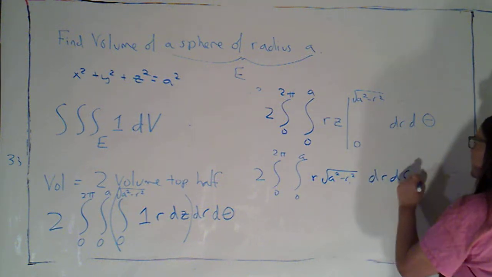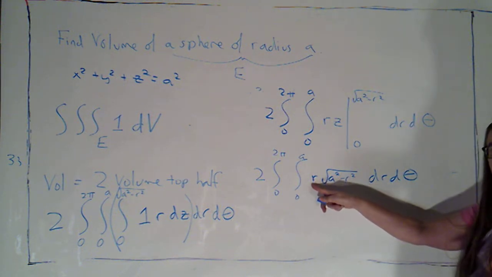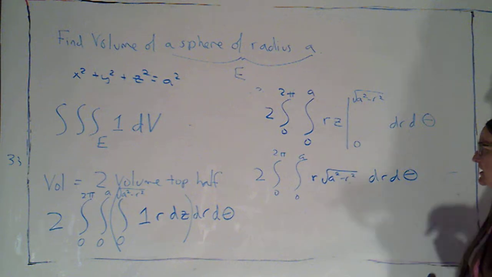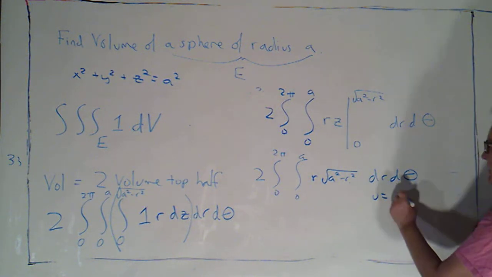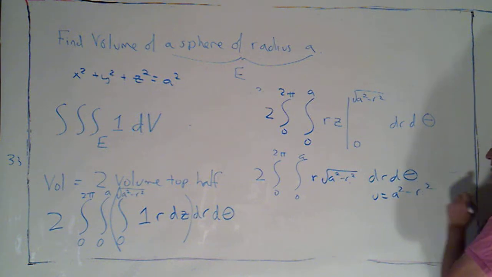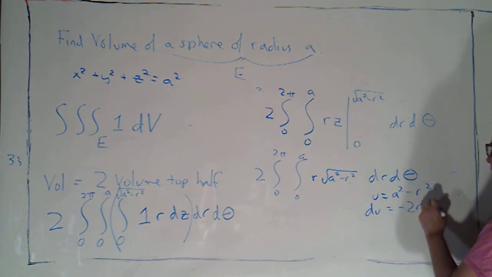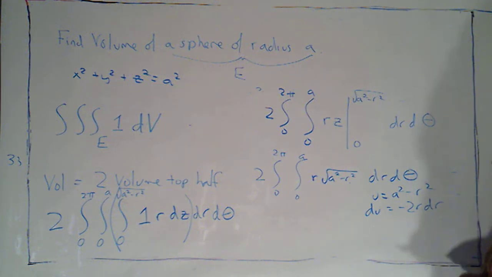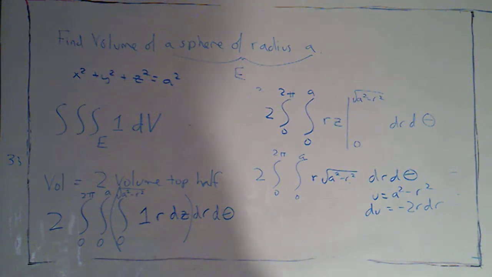So dr d theta. That extra factor of r proves to be very nice, because now I can do a u sub. I'm going to let u equal a squared minus r squared, so that du is negative 2r dr. There's the r I need for that u sub.